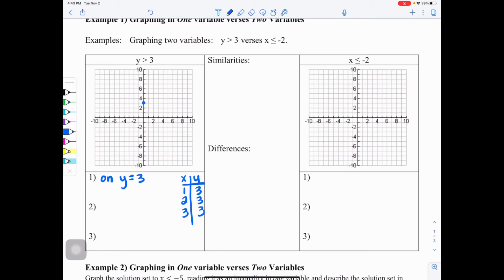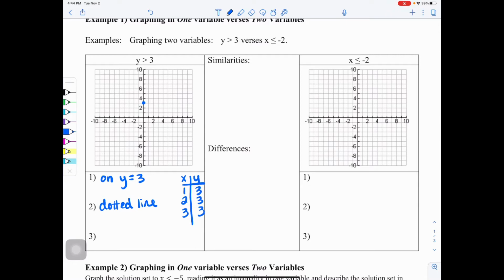Now I need to think about how I'm going to connect these. Is it going to be a solid line because the 3 is included, or is it going to be a dotted line because the 3 is not included? Since we have y is greater than 3, that means the 3 is not included in the answer. So we are going to make a decision about the line and decide that it's going to be a dotted line to show that 3 does not count.